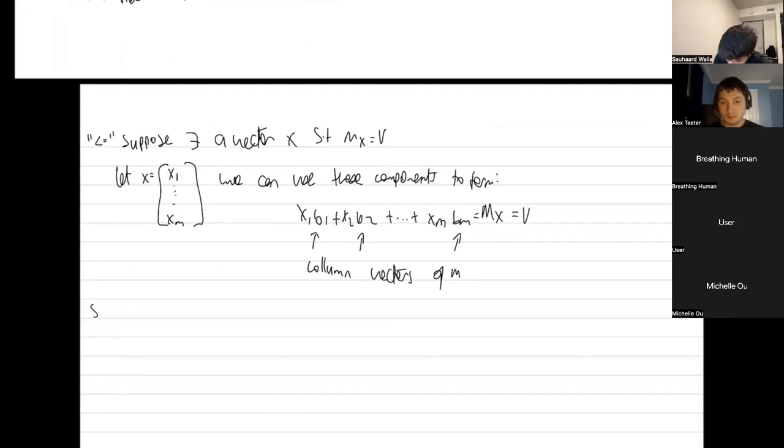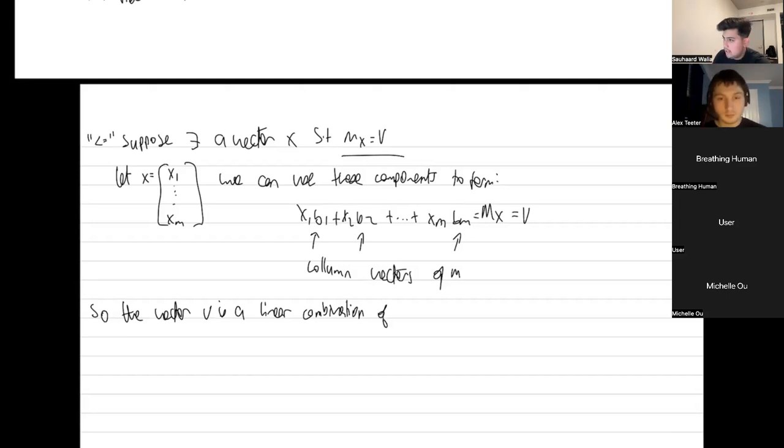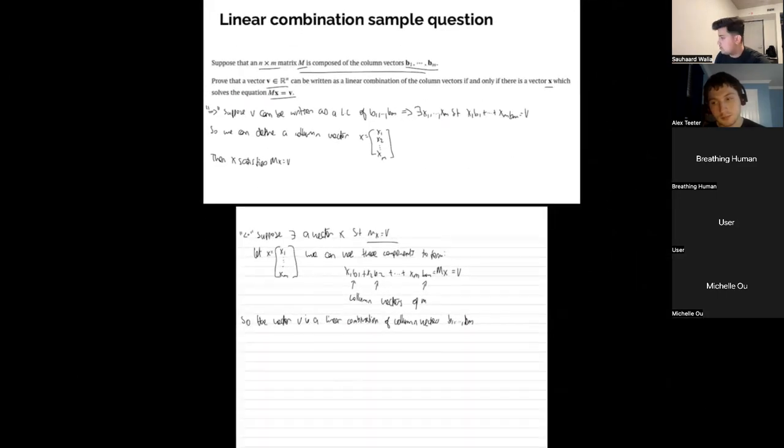And so because we suppose that in the question, the vector v is a linear combination of column vectors b1 all the way to bm. So this was a pretty straightforward question. I couldn't find something too tough. I'll zoom out now and you can take a look at the question.